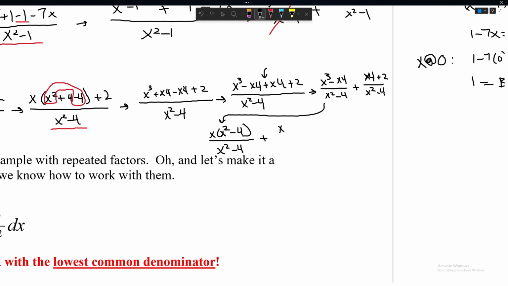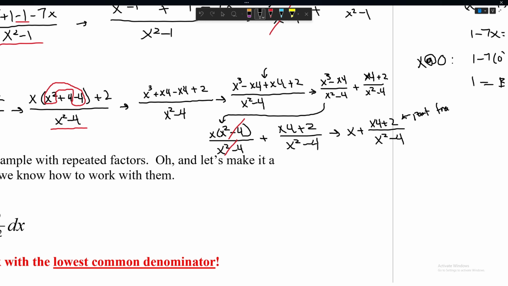And you see, this whole thing, so I can reduce the power. And as you can see, this cancels out with this. And what I will get is x plus x to the 4 plus 2 over x squared minus 4. And now that the power at the top is lower than the bottom, you can use partial fractions. I'm going to leave this for you to complete.